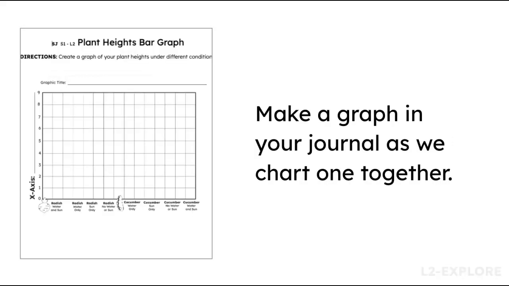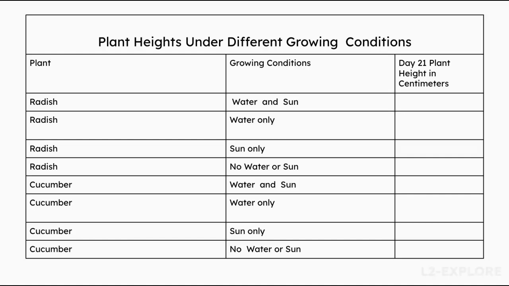Using plant height measurement data, you'll create the plant heights chart on the board or a piece of chart paper and fill in as each group shares their data. After the chart is created, you can make a class graph using the data. Students will complete the plant heights bar graph student journal page alongside the teacher. This slide is provided as an example data chart for class data.